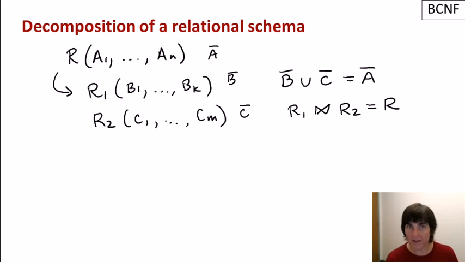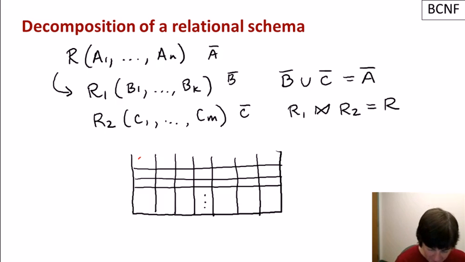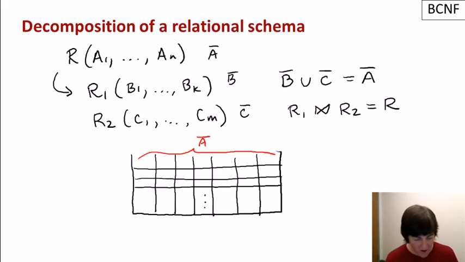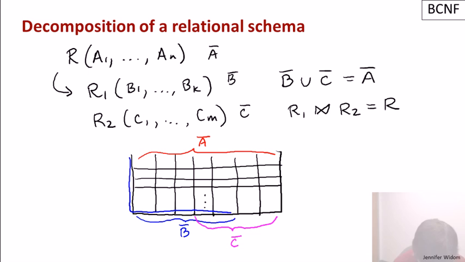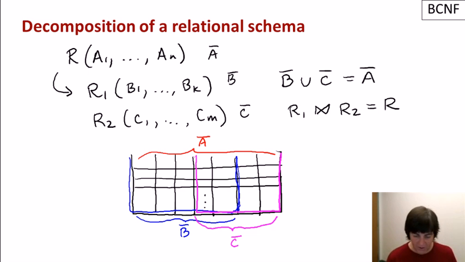So let me draw this pictorially. Here's our relation R, and all of R's attributes together are the A attributes. Then we're going to decompose R into R1 and R2. Let's say this first set of attributes here are the B attributes, and the second bunch of attributes here with some overlap are the C attributes. Now R1 consists of this portion of R, and the purple part here is R2. So clearly the B and C attributes are equal to the original attributes, and then the join of R1 and R2 gives us R.